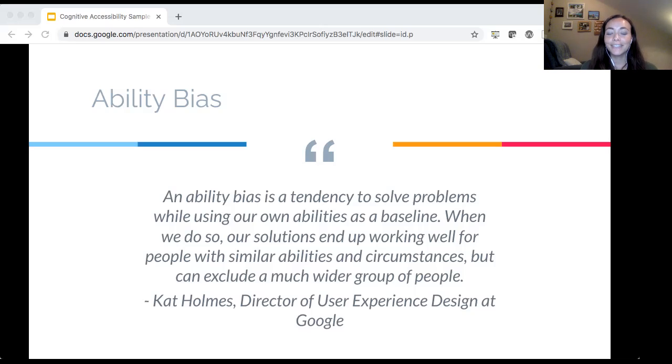So can anyone think of any examples of designs with ability bias that you've come across in your daily life? Here, I'd pause for audience feedback.